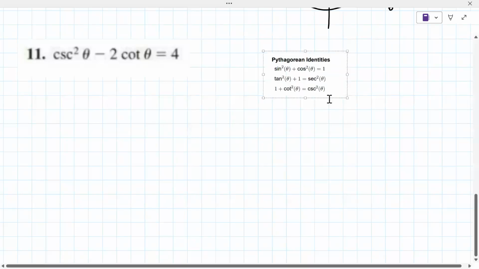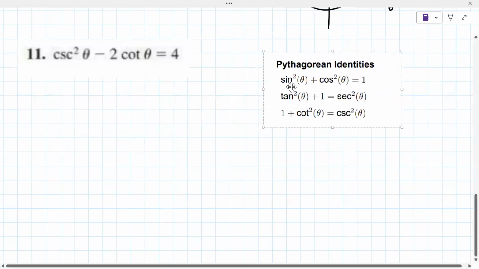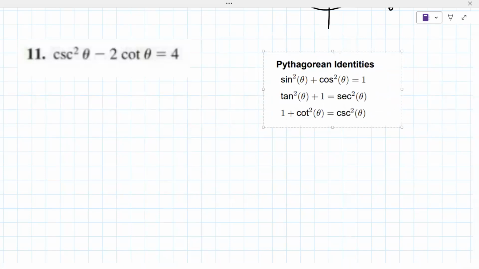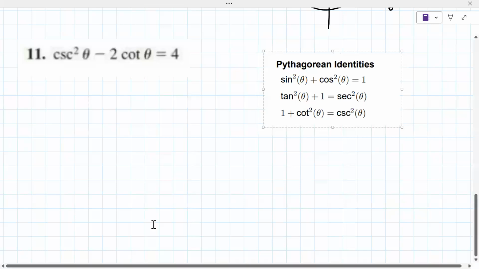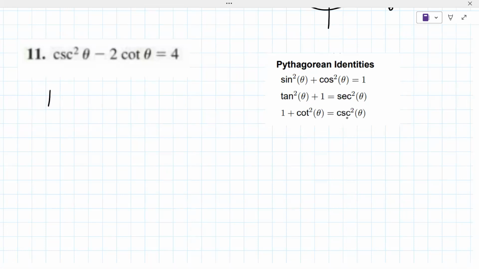It's like, oh, there's one. That's why this test is hard. There's a built-in, like you've got to know a lot of stuff. So cosecant squared theta is really 1 plus cotangent squared theta, minus 2 cotangent theta equals 4.